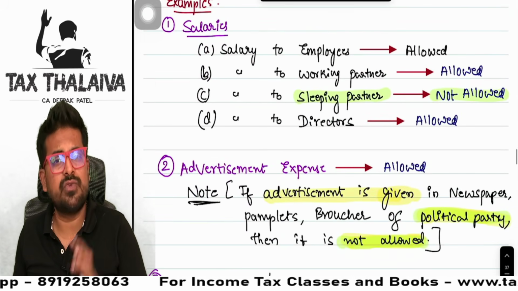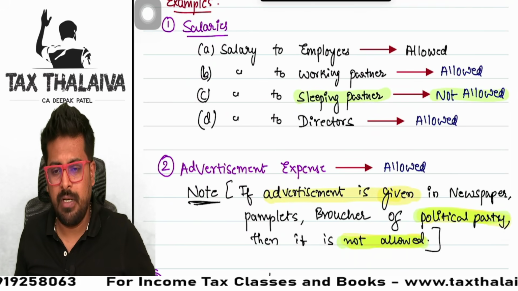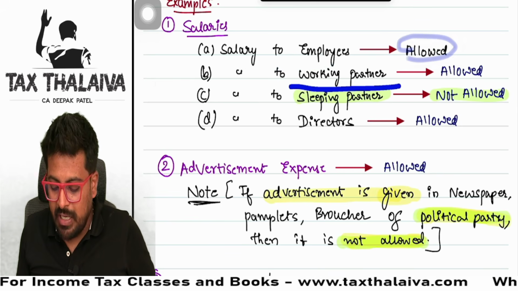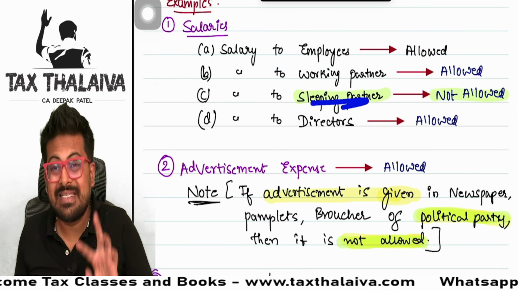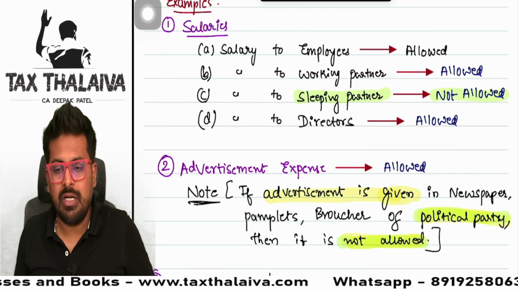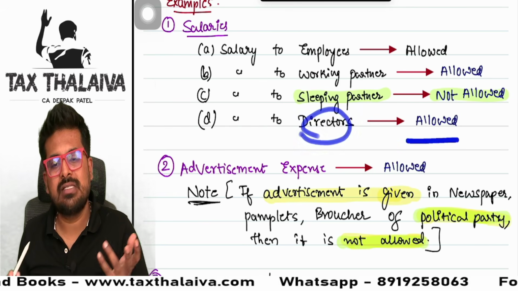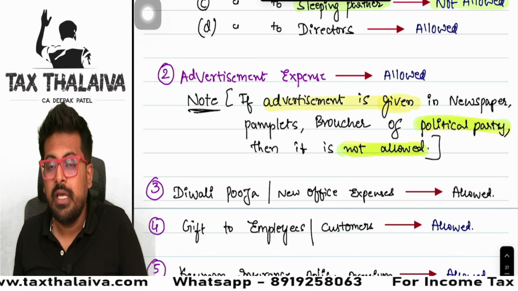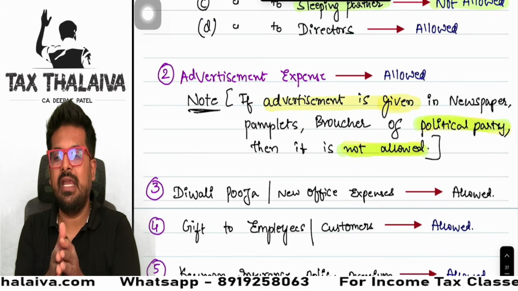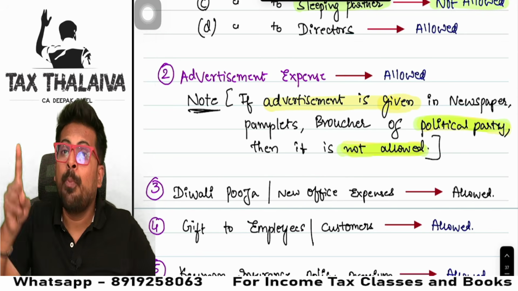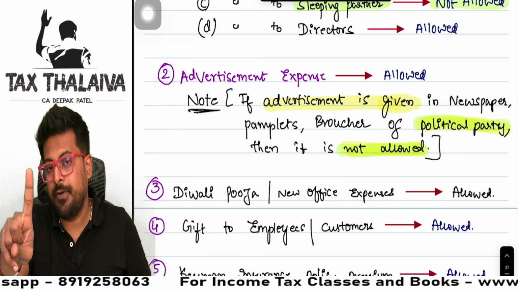Then what are the expenditures which we can claim, sir? Say, for example, you paid salary to employees, that is allowed. Salary to working partner, allowed. But salary to sleeping partners is not allowed. You cannot claim this expenditure. And salary to directors is allowed. Advertisement expenses are allowed. But mind you, if you give any advertisement in a newspaper, pamphlet or brochure of a political party, it is not allowed.